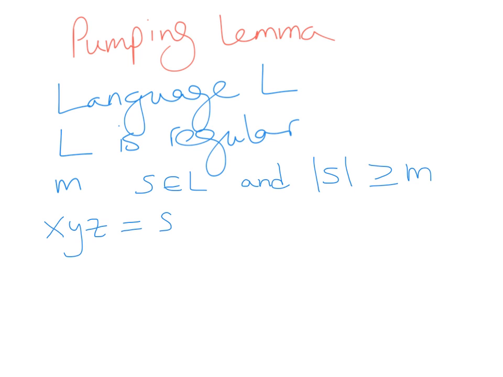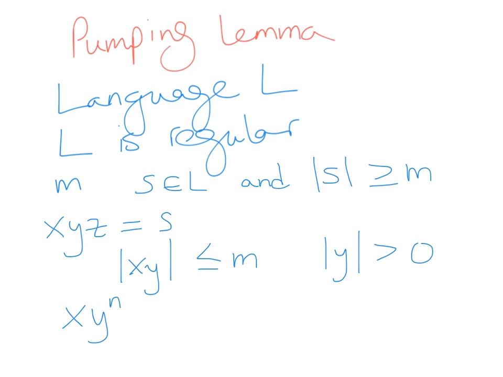And this split that happens, one of the important facts that you know about this split is that the length of the XY piece is no longer than M. It can be M characters or fewer. And we also know that the Y piece has to have something in it. So the length of the Y piece is greater than 0. And given all these facts, it is also the case that any string x, y to the n, z, such that n is a natural number, right? All these strings are in my language.